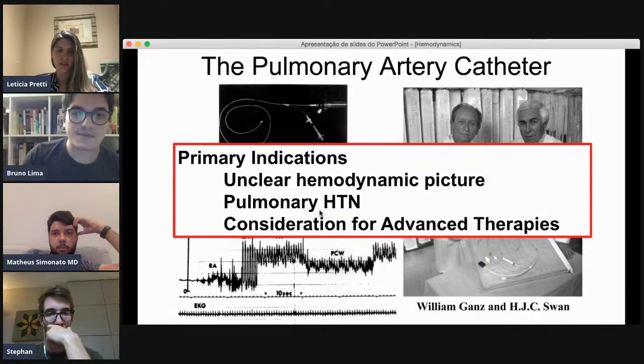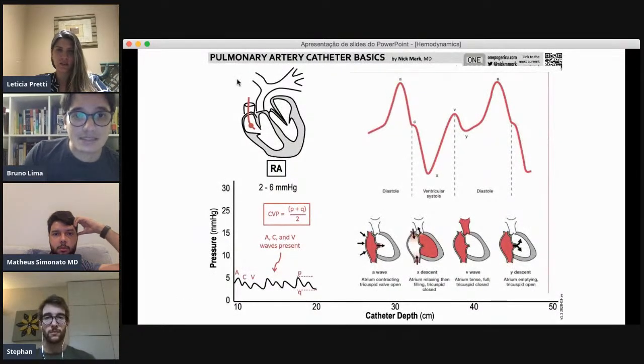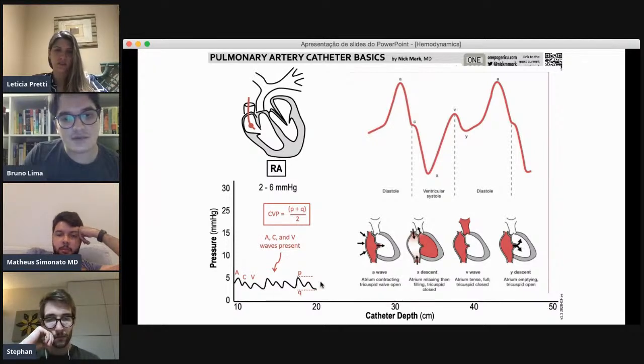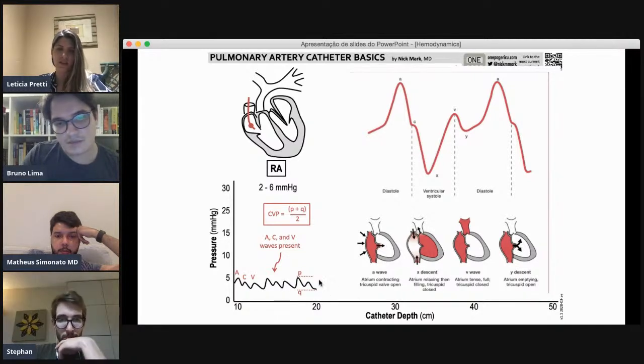Or anything like that. So this is what happens as you are advancing the catheter. The first chamber that the catheter gets to is the right atrium. Okay, so again, the normal pressure should be between 2 and 6, and you're going to see those waves here, A, C, V, right? Here you can see the CVP: you've got the peak, you've got the valley, and the CVP is going to be the midline between those two.